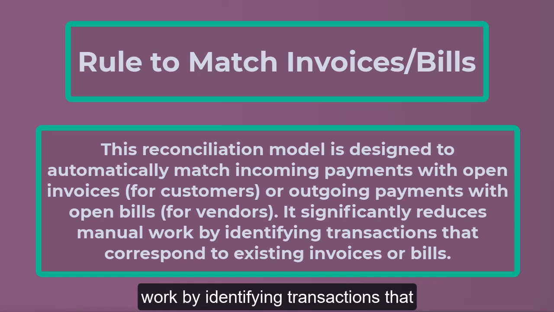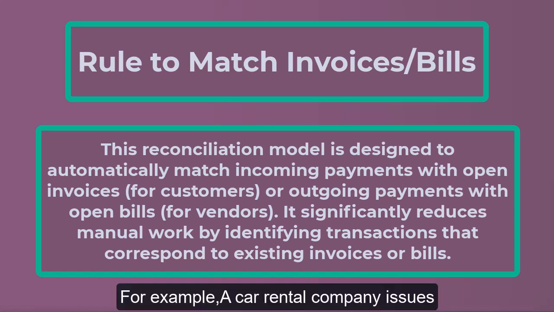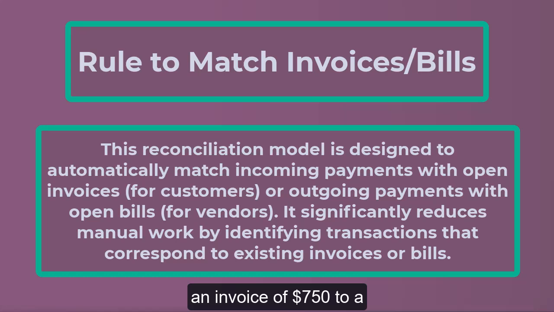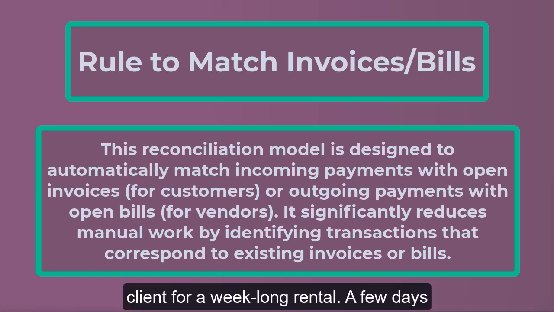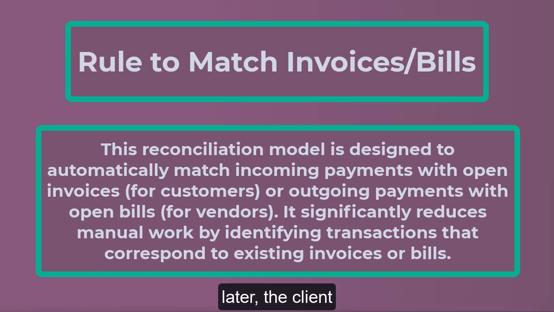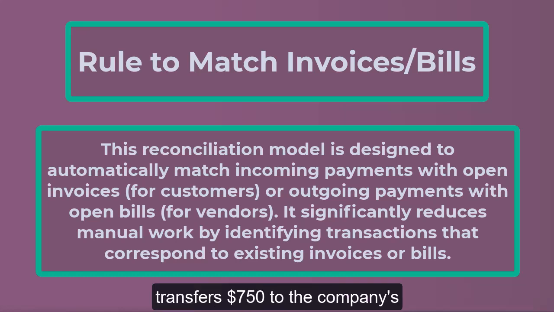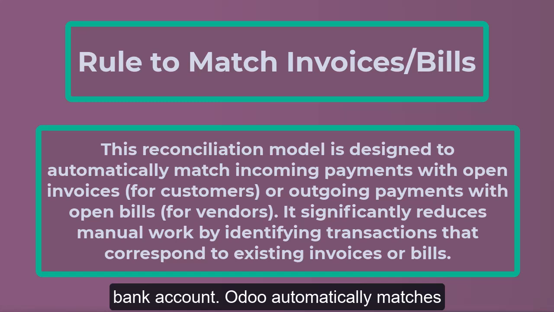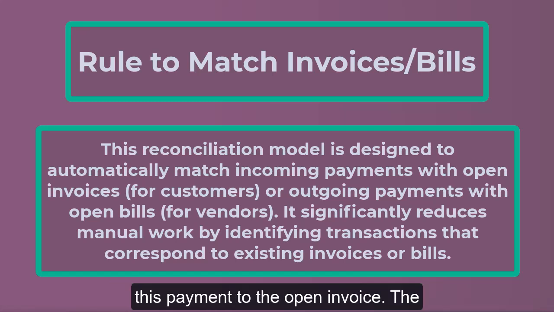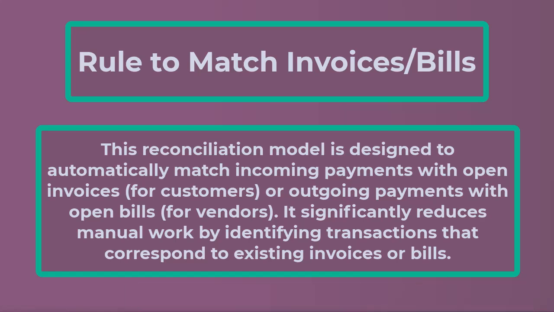It significantly reduces manual work by identifying transactions that correspond to existing invoices or bills. For example, a car rental company issues an invoice of $750 to a client for a week-long rental. A few days later, the client transfers $750 to the company's bank account. Odoo automatically matches this payment to the open invoice. The accountant reviews and validates the match, marking the invoice as paid.